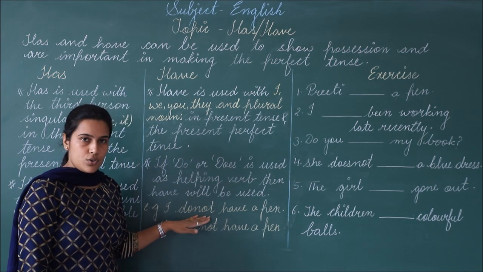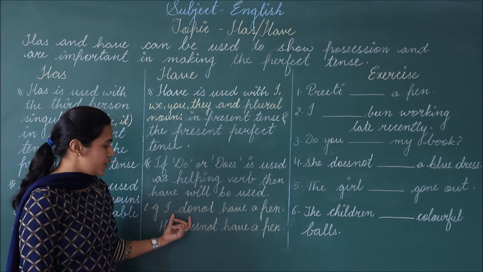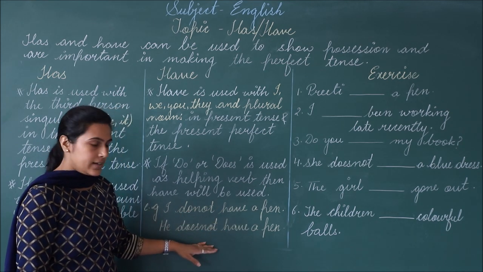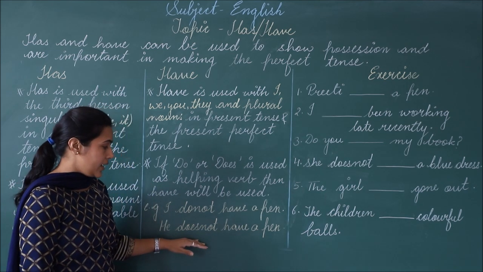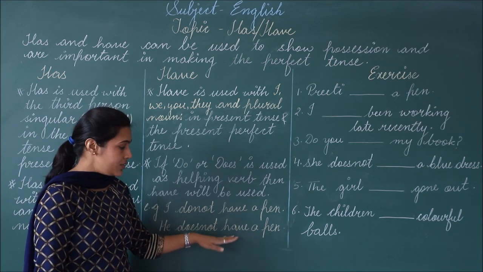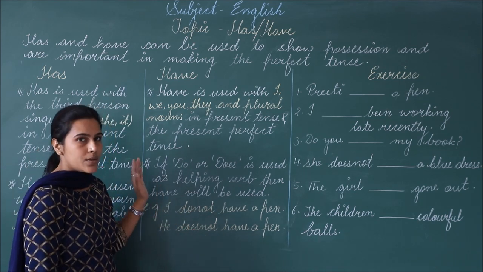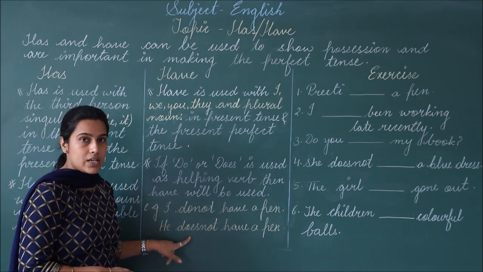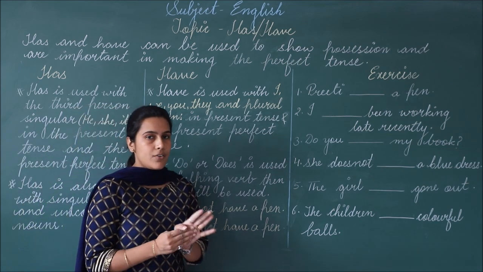Like I have given example over here. I do not have a pen. Over here, my helping verb is do not. So I have used have over here. In the second sentence, he doesn't have a pen. Now over here again, I have helping verb does. So I have used have. Now in this sentence, I have my subject he, which is singular, and as I told you with singular subject we use has, but because we have used the helping verb does not over here, so we will use have over here. I hope you have understood this.